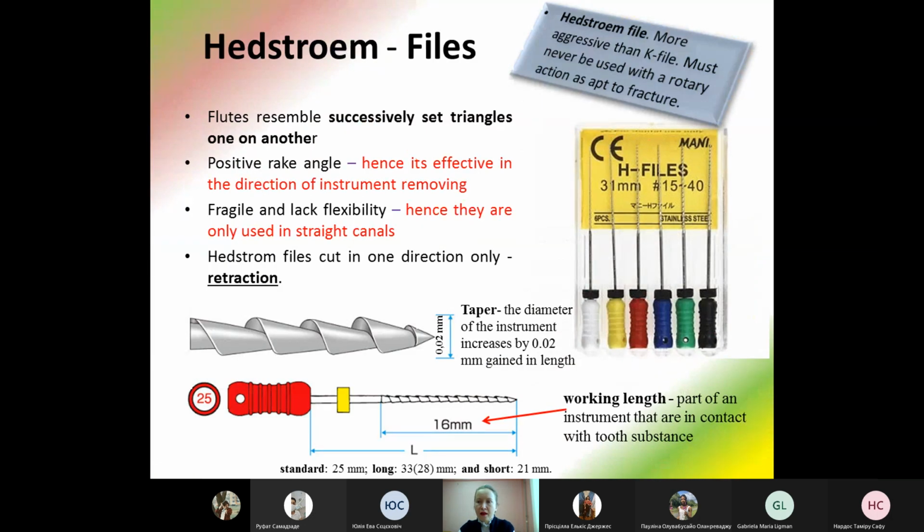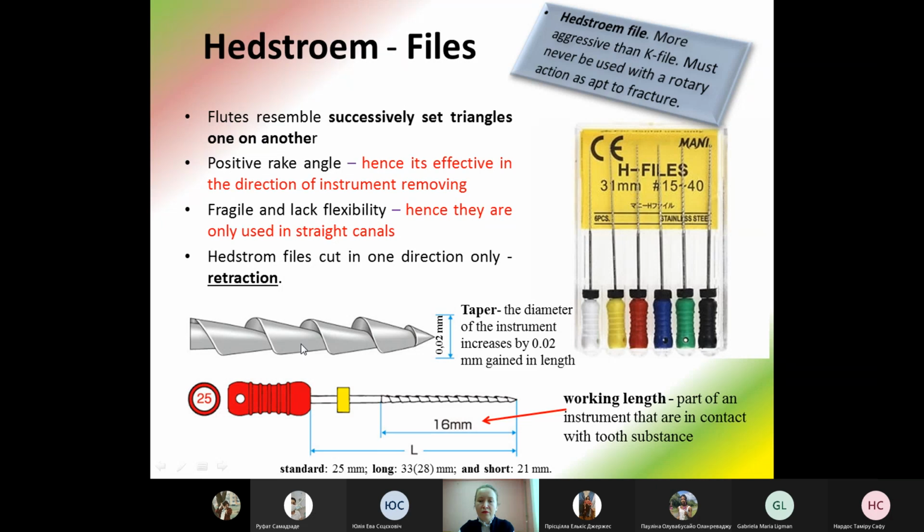Hedstrom files. A Hedstrom file is more aggressive than a K-file and must never be used with a rotary action, as they are apt to fracture. All endodontic instruments are available in disposable containers such as this, because they are sharp instruments, so they should be distributed in such containers in order to prevent either injury of the dentist or the fracture of the instrument.